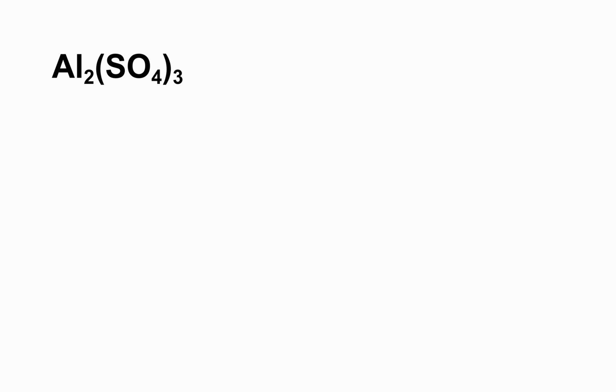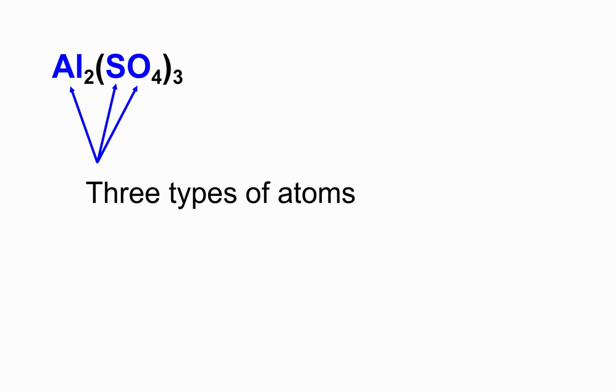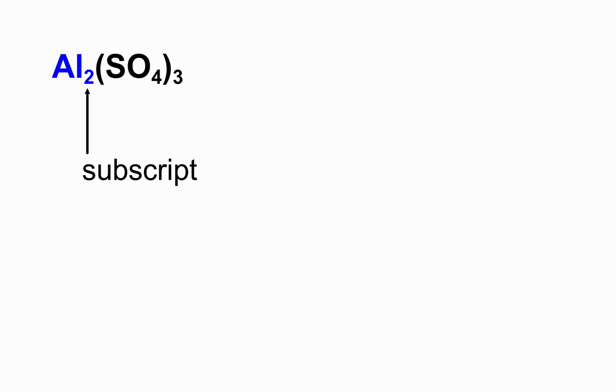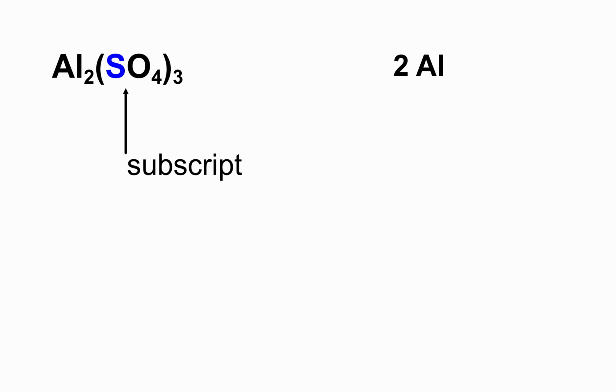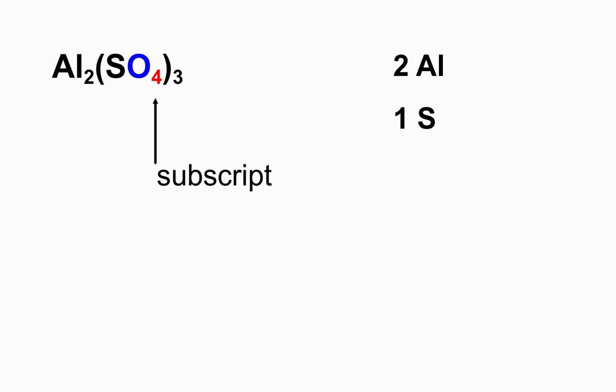Slightly more sophisticated, aluminum sulfate. We've got 3 types of atoms to account for here. In the case of aluminum, you'll notice the subscript 2, which applies only to the aluminum. I have a subscript that's implied for the sulfur. It's an implied subscript of 1, which means we have 1 sulfur. Oxygen, we have a subscript of 4, so 4 oxygens.